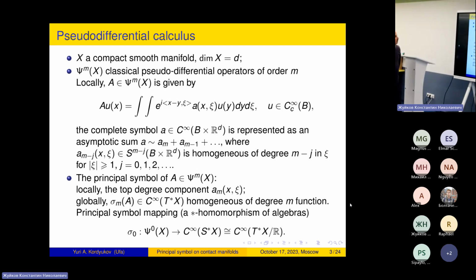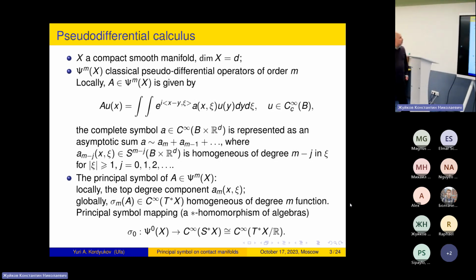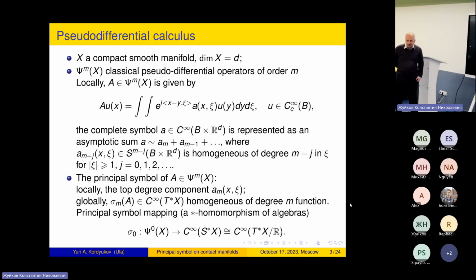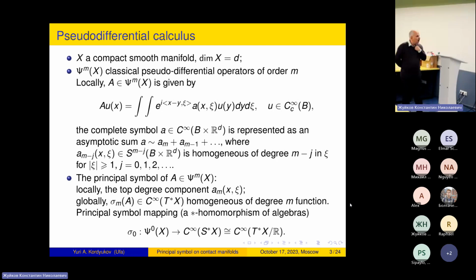And I will only consider the so-called classical or polyhomogeneous pseudo-differential operators, which means that the complete symbol of this operator is represented as an asymptotic sum of homogeneous functions. And it is well known that in this case, the principal symbol of this pseudo-differential operator locally is just the top degree component, so homogeneous of degree m.